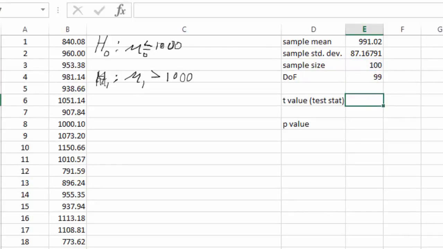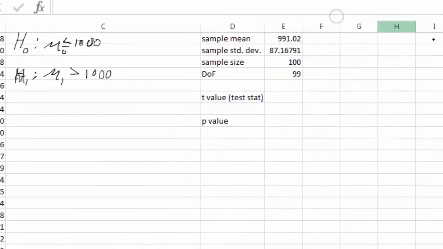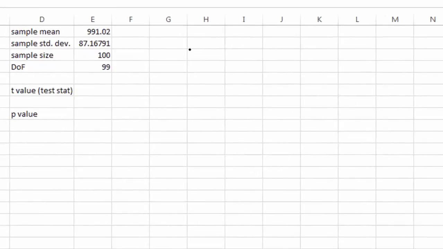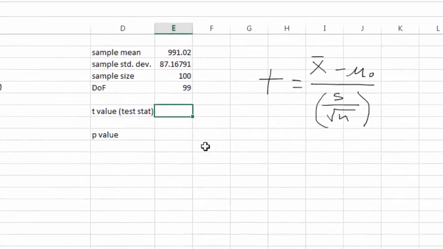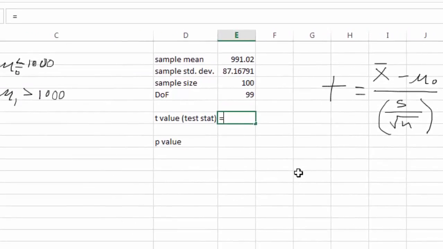Okay, now let's calculate the t-value, the test statistic. Remember, all we're doing is having Excel run this calculation. T equals x bar minus mu naught over s, the sample standard deviation, divided by the square root of n. Okay, so that's what I'm telling Excel to do. I'm just going to tell Excel to do this calculation.